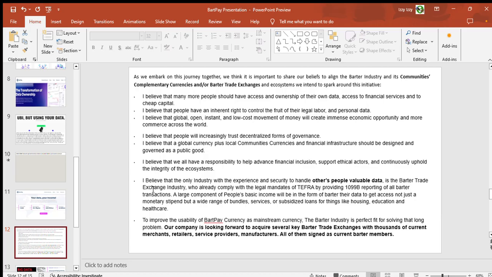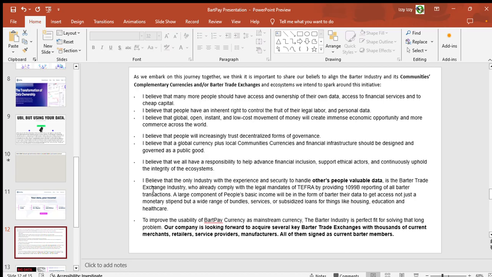I believe that global, open, instant, and low-cost movement of money will create immense economic opportunity and more commerce across the world. I believe that people will increasingly trust decentralized forms of governance. I believe that a global currency plus local communities' currencies and financial infrastructure should be designed and governed as a public good. I believe that we all have a responsibility to help advance financial inclusion, support ethical actors, and continuously uphold the integrity of the ecosystems. I believe that the only industry with the experience and security to handle other people's valuable data is the barter trade exchange industry.